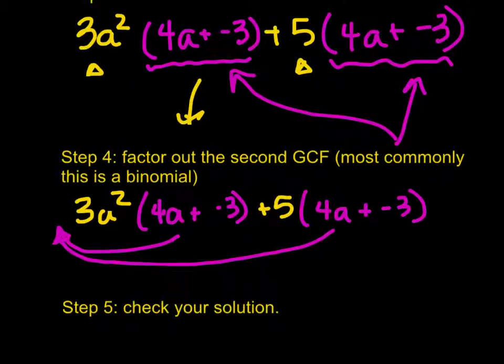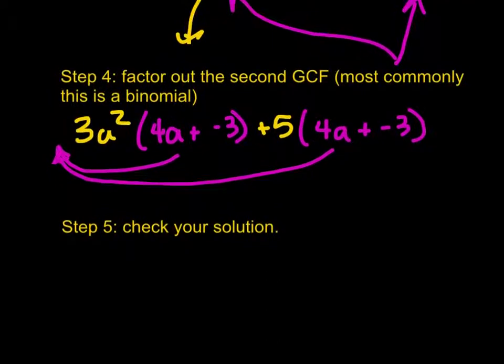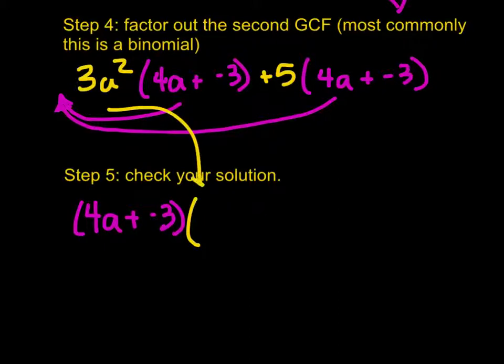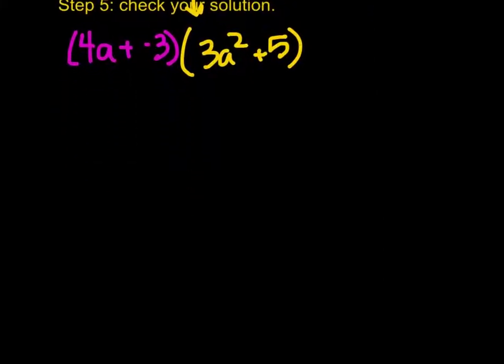And so by doing this, we will actually have remaining 3a squared, oops, I meant to do the purple stuff first. We have 4a plus a negative 3, and what's remaining is 3a squared plus 5. Cool. From there, we can easily check our work by doing the FOIL method.